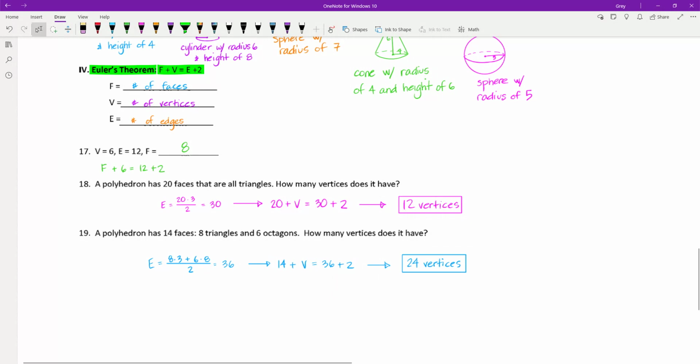And that is all that we have for 11.4, three-dimensional figures.